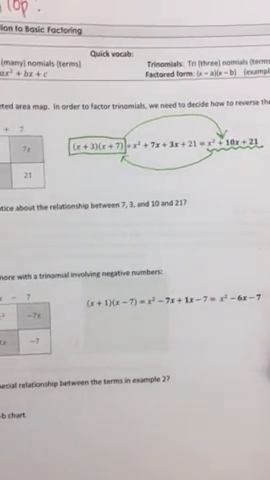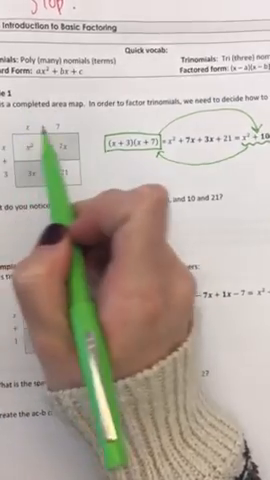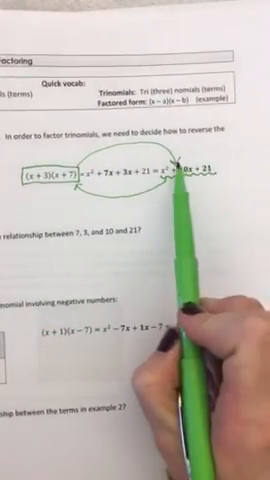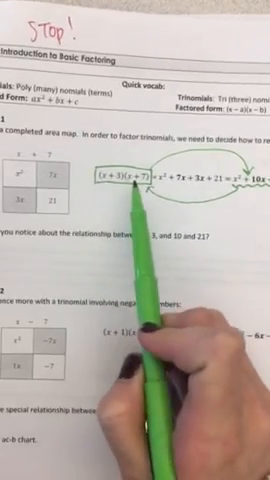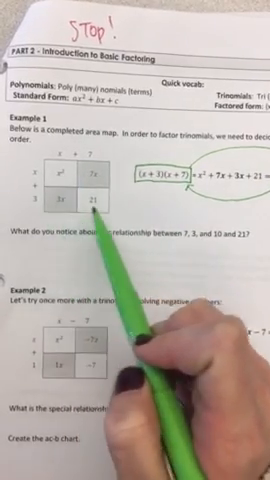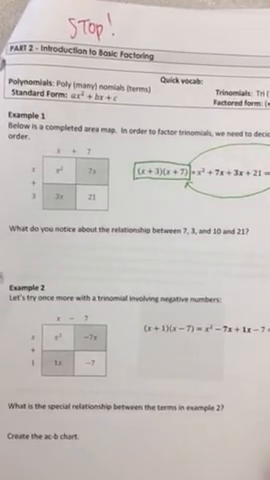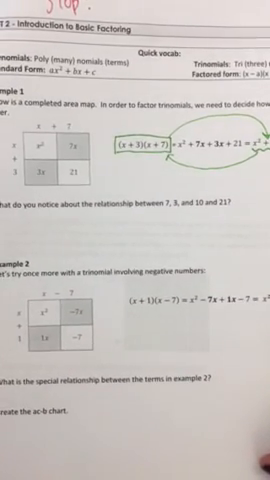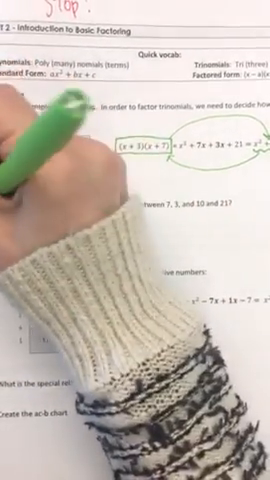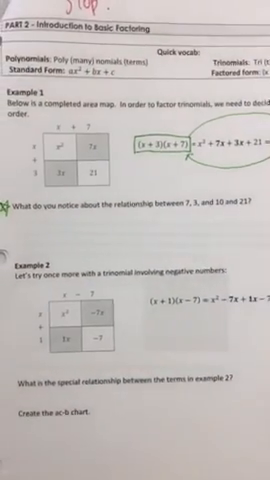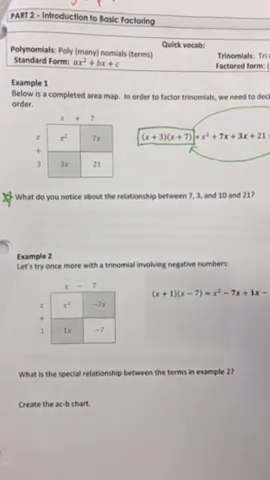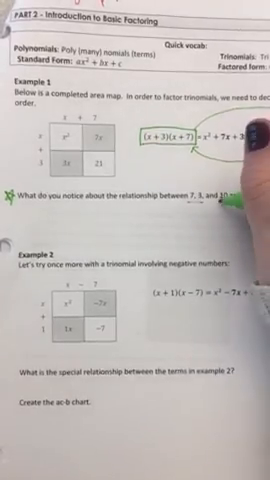So it's essentially like what we've been doing, filling in the outsides, but I want us to be able to go from standard form to factored form without having to use a box, and without having that be given to us. But first I want you guys to take a couple of seconds, and I want you to answer this question here that I've starred. What do you notice about the relationship between 7 and 3 and 10 and 21?